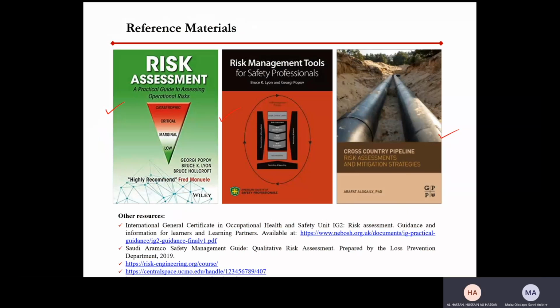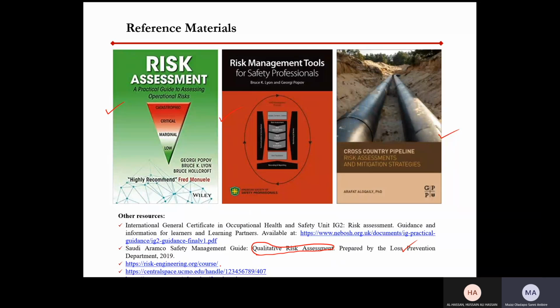You can see below here, I also included some links, all right, where you can get some information. For example, you can see here that Aramco has a qualitative risk assessment guide. If you can lay your hands on that, it will at least give you an introduction to risk assessment. This was prepared by the Loss Prevention Department inside Aramco. They focus on only qualitative risk assessment.